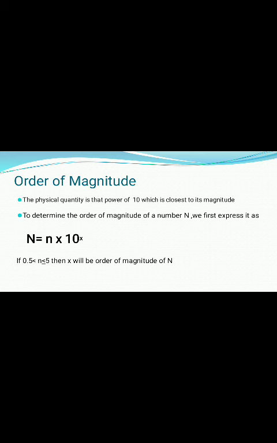Capital N equals small n into 10 raised to x. Here x stands for the order of magnitude, and its limit is fixed. The small n should lie between 0.5 and 5. So if 0.5 is less than n, and n is less than or equal to 5, then x will be the order of magnitude of capital N. You will get it with the help of an example. Let us see the example.